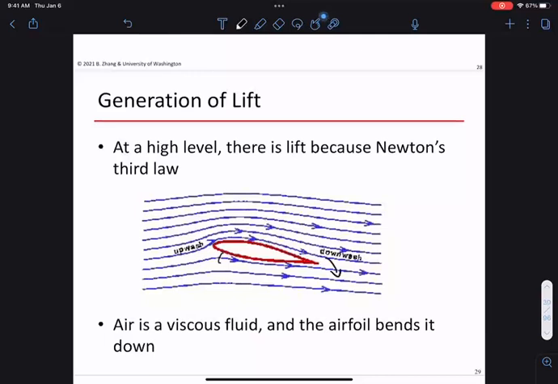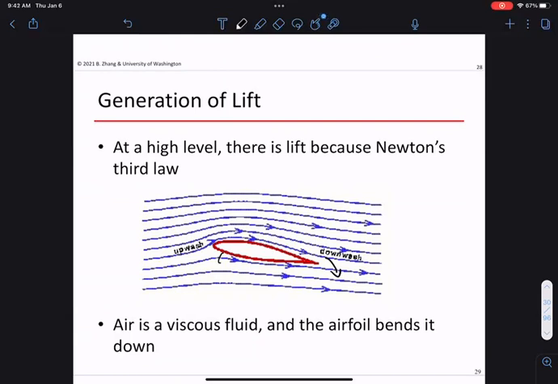Because the airfoil is there, air gets bent downwards, and the airfoil has to go upwards. And this is where lift comes from. So you design the shape of the airfoil very carefully because you want the air to hug it as close as possible. The better the air hugs this airfoil shape, the more it gets bent downwards, since the shape is curving downwards.